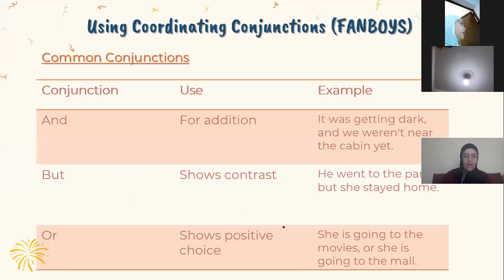Let's have a look again at the coordinating conjunctions and the usage for every one of them. When I want to add information, I have to use and. But when I want to show contrast, opposite ideas, not same ideas, then I have to use but. If I have two good choices that I like and I have to choose one of them, then I use or. Okay?